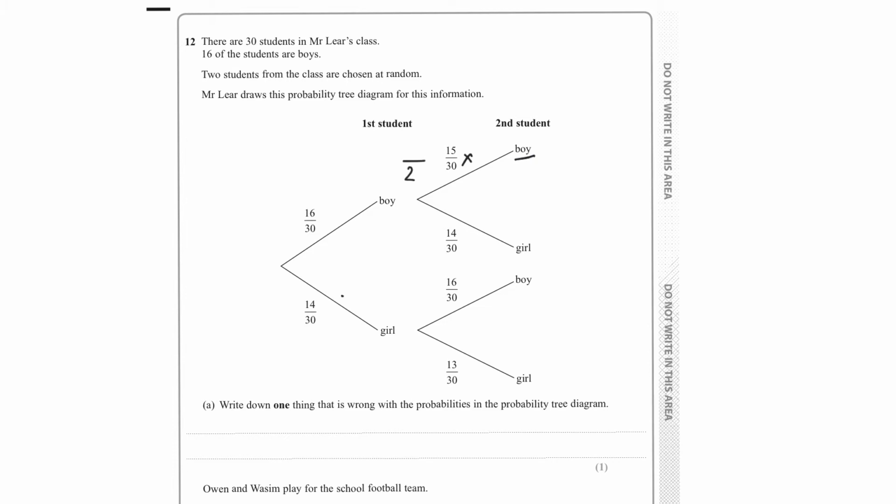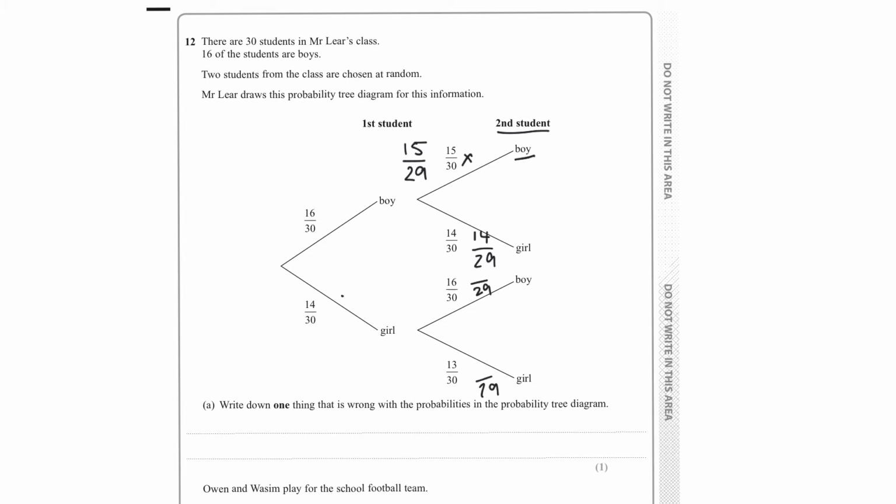It would have a denominator of 29. So it would be 15 over 29. And the reason why is because you've already taken out one student. And so therefore, all the probabilities for the second student should all end in 29, since you've already picked out one student. So for the girls, it'll be 14 out of 29 for that one.